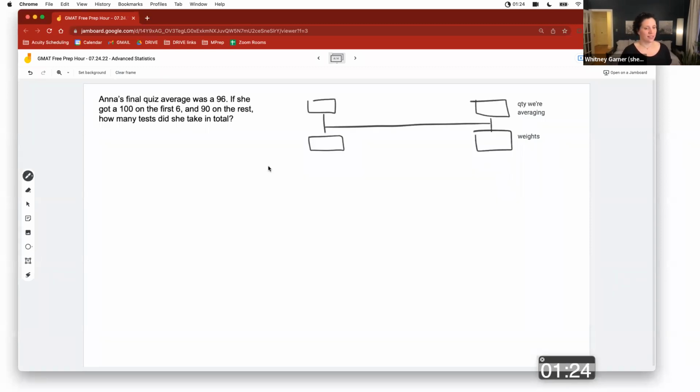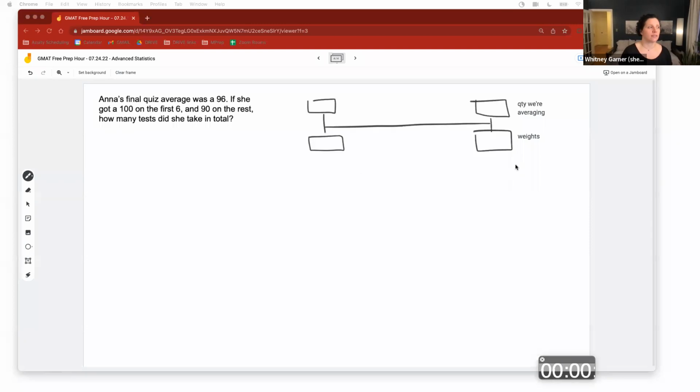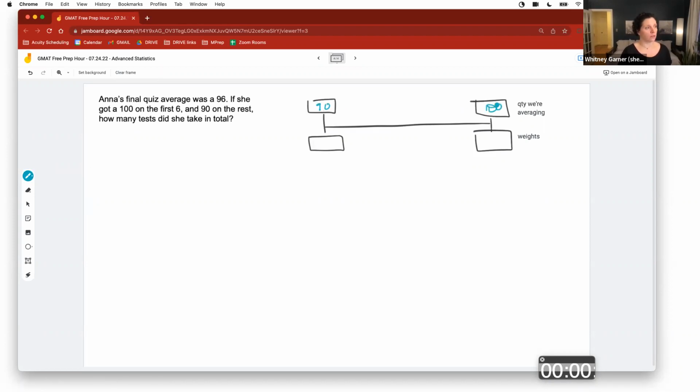All right. So I have 2 scenarios. I have her getting a 90 on some of her tests, once again, and 100 on the rest. So she gets 100 on 6 tests. She gets 90 on some unknown number of tests. And then she gets a 96 overall. So that balance, that over under, this is where it really shines. So the 96 is 4 away from this 100.